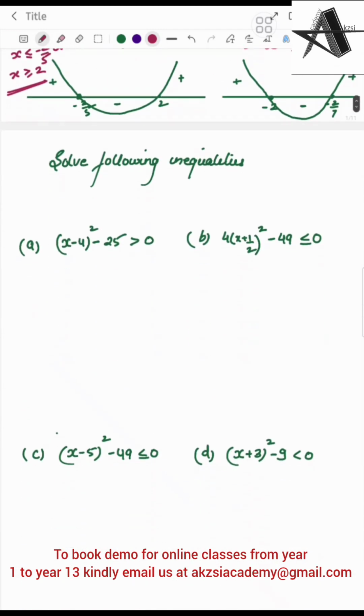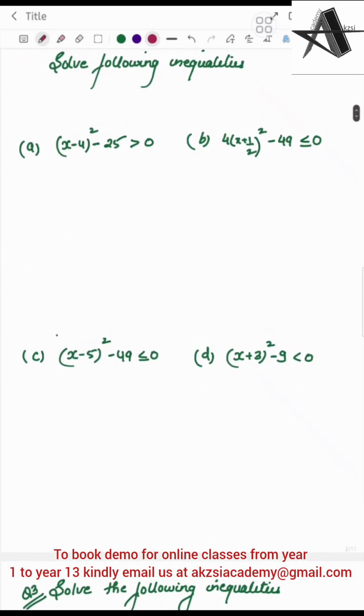Now moving on to the next one. Solve the following inequalities. See, here they have been given in the form of a completing the square expression. If it's in the form of completing the square, that means it looks like a times x plus b, whole squared, plus c. This is called the completing square method, which is used to calculate the turning points.